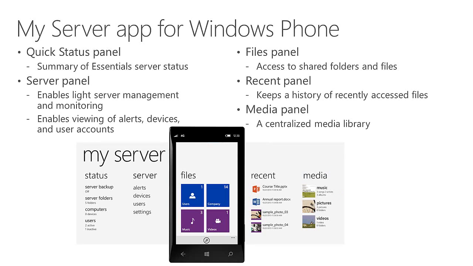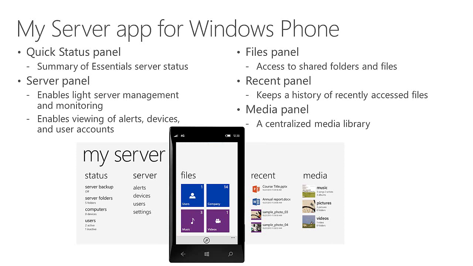And then finally we have the MyServer app for Windows Phone. So here it's organized into a number of different tiles, including a status tile where you can see a summary of the environment, as well as a server tile where again you can see alerts and the devices and users, as well as some settings that you can adjust. You also have a files panel, and this is where you'd see the shared folders in the environment, so you can open up and access different files from the server.